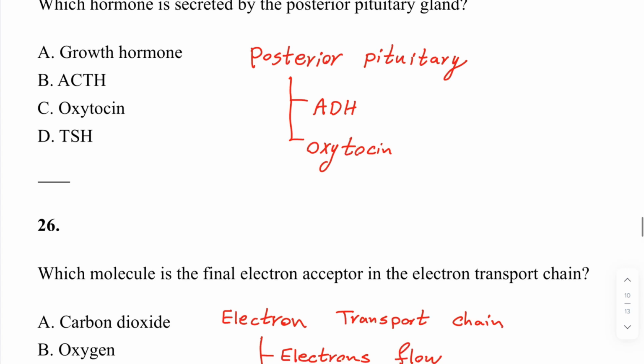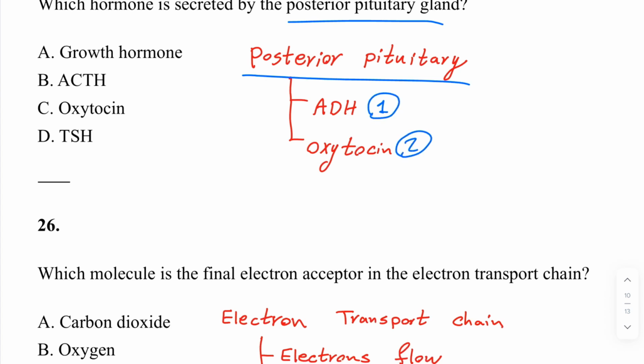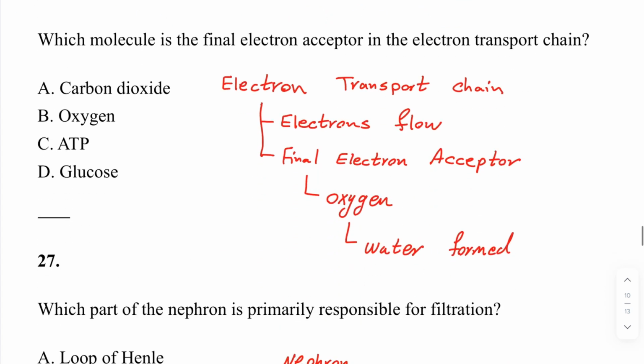So, which hormone is secreted by the posterior pituitary gland? A. Growth hormone. B. ACTH. C. Oxytocin. And D. TSH. The posterior pituitary releases two hormones: one, ADH, and two, oxytocin. So, oxytocin is the correct answer.